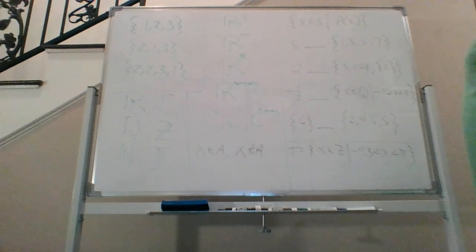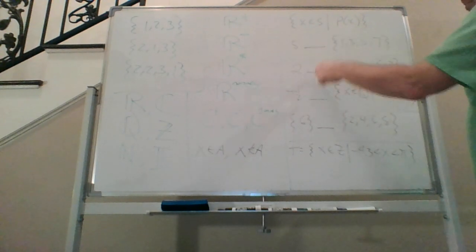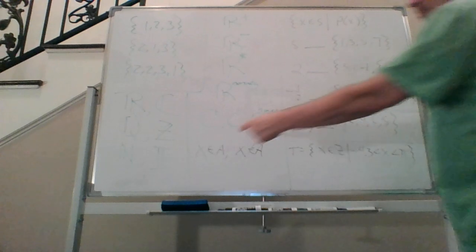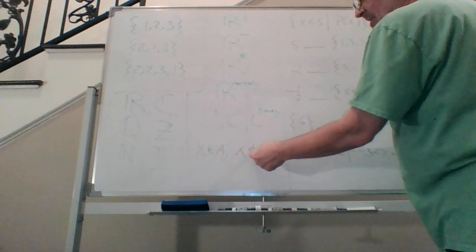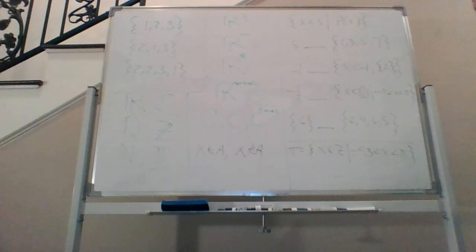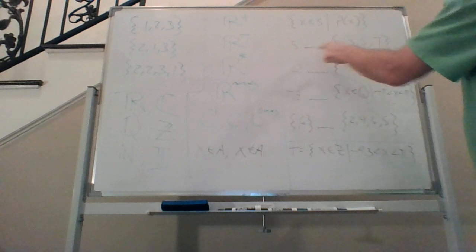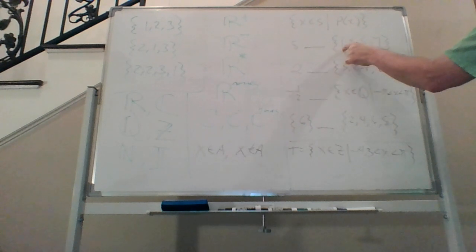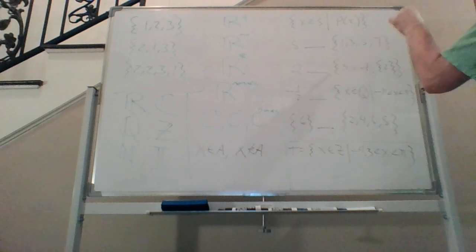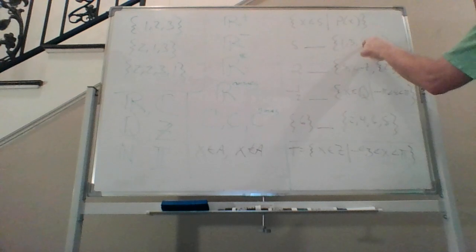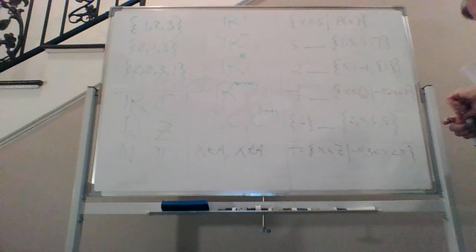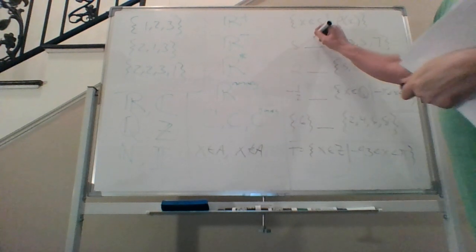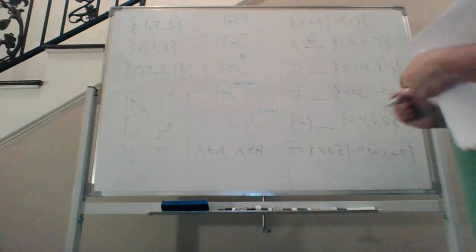So the next examples say fill in the blank here with either is an element of or is not an element of. The first one says 5 blank the set 1, 3, 5, 7. Well, let's look at the set 1, 3, 5, 7. What are the elements in that set? 1, 3, 5, 7. Is 5 in the set? There it is, yes. So the answer to this one is element of. 5 is an element of that set.